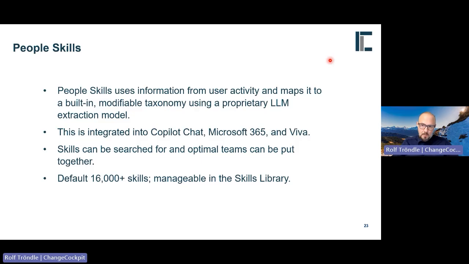Inside, it's a proprietary LLM integrated into your tenant or into Copilot. And this user activity will be mapped into built-in, and it will use its own modifiable taxonomy, and does the extraction. This agent integrates in Copilot chat, but also in Microsoft 365 Viva. Skills can be searched for, and at the base rollout, there were 16,000 plus skills available, but as mentioned, it's manageable by you inside the skills library, so you can modify it on your company's needs.